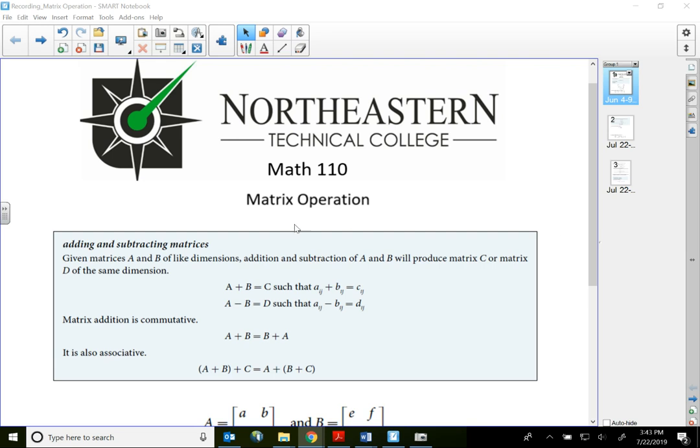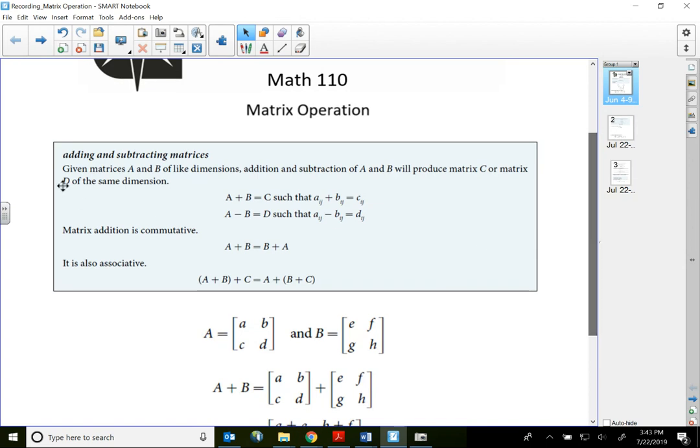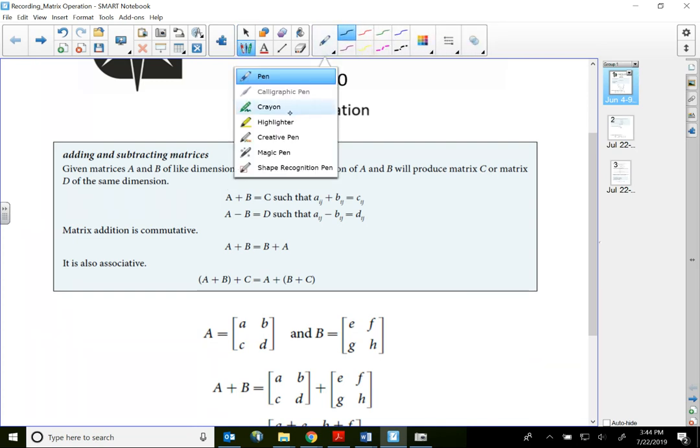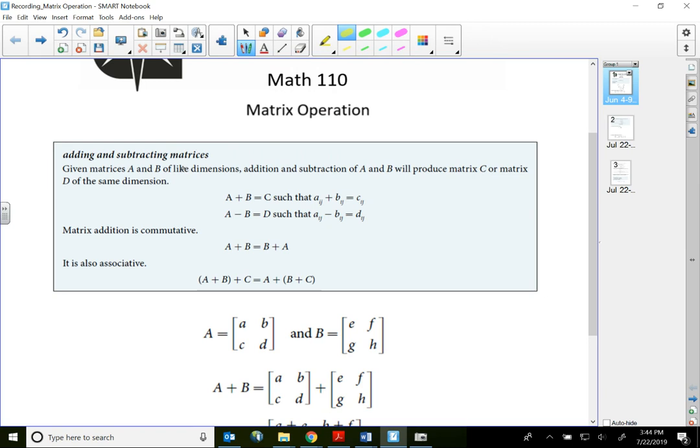In this lecture video, let's take a look at matrix operations. So the first thing I want to show you is adding and subtracting matrices. Given matrices A and B of like dimensions. That's very important. You've got to have like dimensions in order to add and subtract.